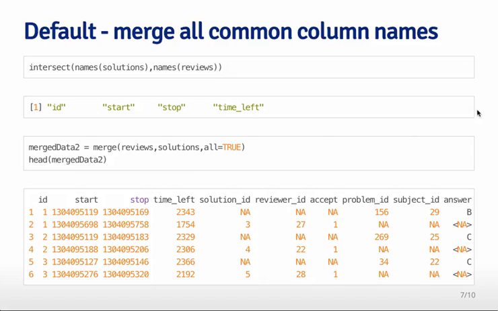The default, again, is to merge based on all common column names. So if you do an intersection of the names of the solutions data frame and the names of the reviews data frame, you get these four variables. And so if you try to merge without telling it what to merge on the basis of, it will try to merge on the basis of all those four variables. So what ends up happening is the ID variable will match up sometimes between the two data sets, but the start and the stop times won't necessarily match up. So it just creates a data frame that's larger, that has multiple rows, one for each row of reviews and each row of solutions.